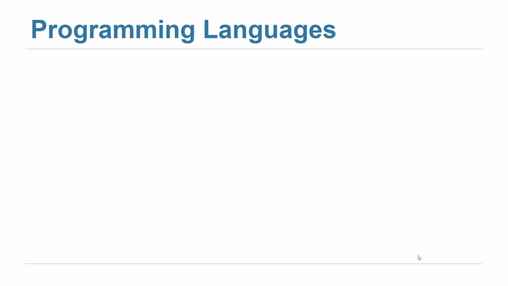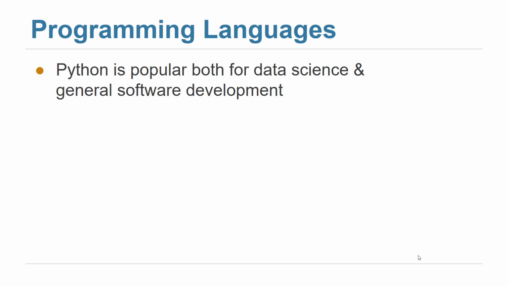the programming language in general and why we chose Python. Python is of course popular for both data science and also general software development. I told you that I gave this course before in R, and I decided to switch to Python because it is really now very powerful for data science, and also it is general purpose so that you can learn from both sides.